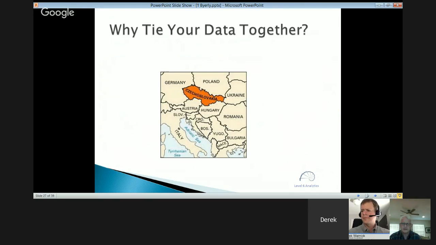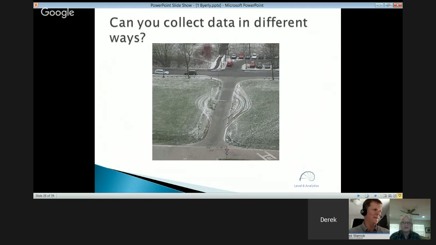And why tie your data together? There's an interesting reason why I have a map of Czechoslovakia up here, but it's a long story, so I won't present it today. Ask me later. Trust me, it's fascinating. I believe it.